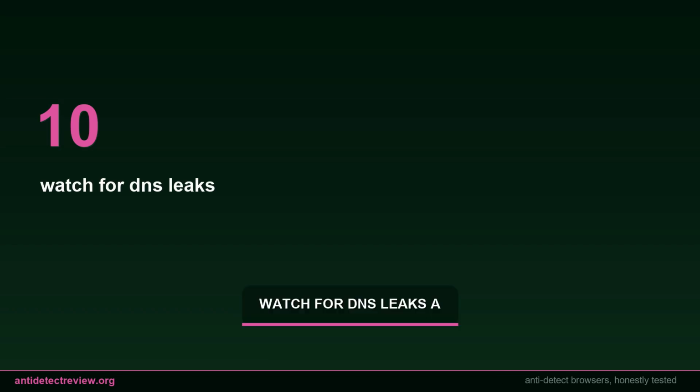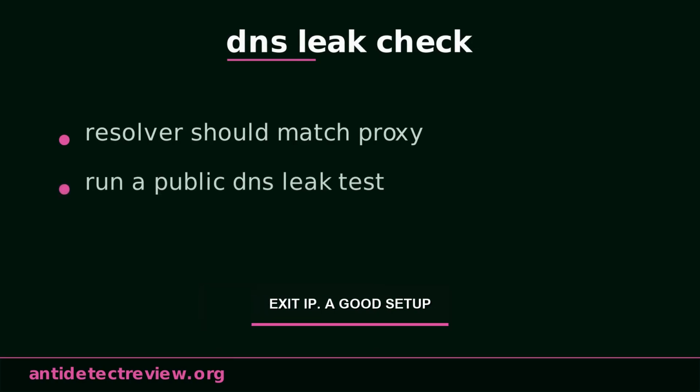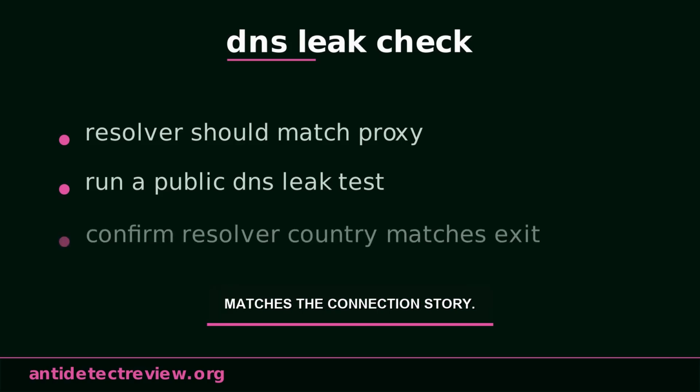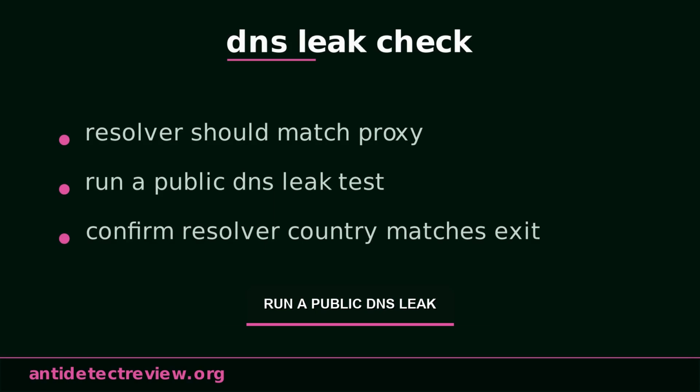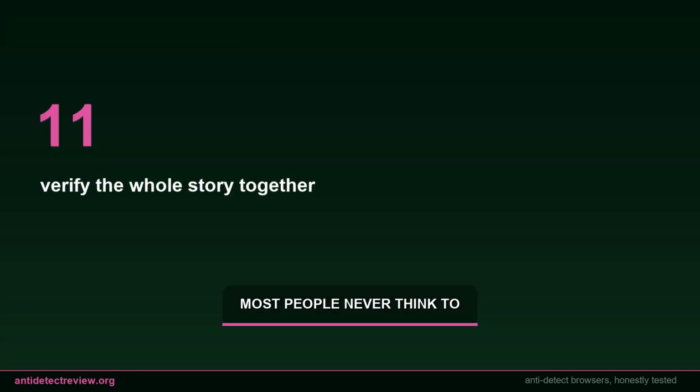Either way, verify it on a public WebRTC leak test, because an unmanaged WebRTC setting quietly undoes the entire proxy configuration. Watch for DNS leaks. A subtler leak is DNS. If your browser resolves domain names through a resolver that does not match your proxy's location, that lookup path can reveal a different geography than your exit IP. A good setup routes DNS through the proxy so the resolution story matches the connection story. Run a public DNS leak test after you attach the proxy and confirm the resolver location lines up with the exit country. It's a small check that catches a mismatch most people never think to look for.